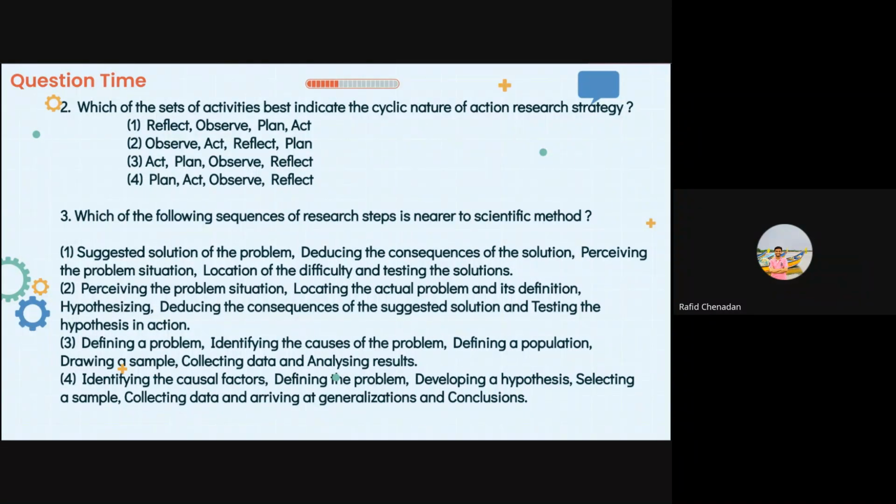Then you have to identify the causes of the problem. You have to see what the causes are that result in poverty. Then you have to define a population. You define that you are trying to conduct the study in this specific population. In Telangana, you can maybe define it as 2-3 districts. And then you have to draw a sample. Then you have to take a sample.